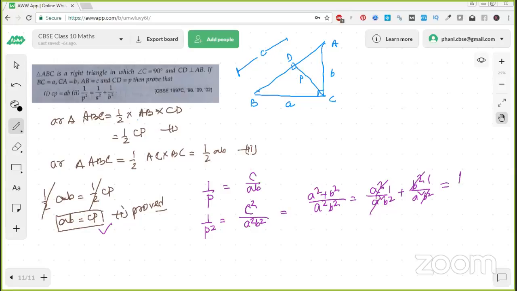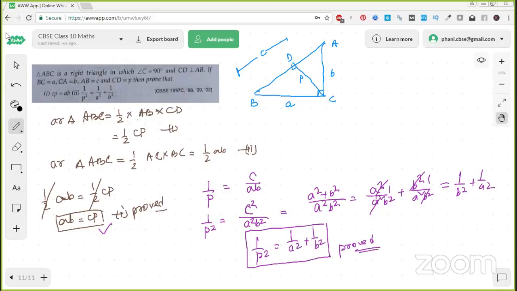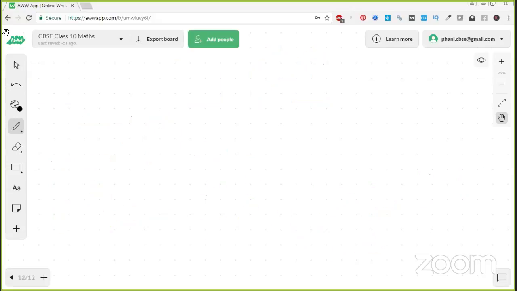So it's coming out to be 1 by B square plus 1 by A square, or 1 by P square equals 1 by A square plus 1 by B square. That is what I need to prove in the second part of the question. Next question given.